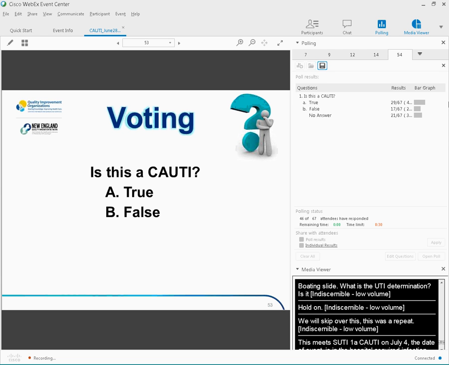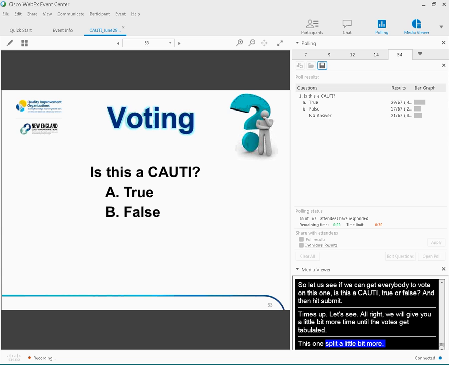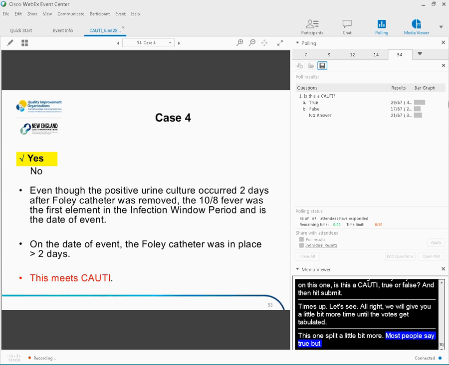Okay, so this one's split a little bit more. Most people say true, but quite a fair amount say false, too. And I think this is one of those trickier ones.